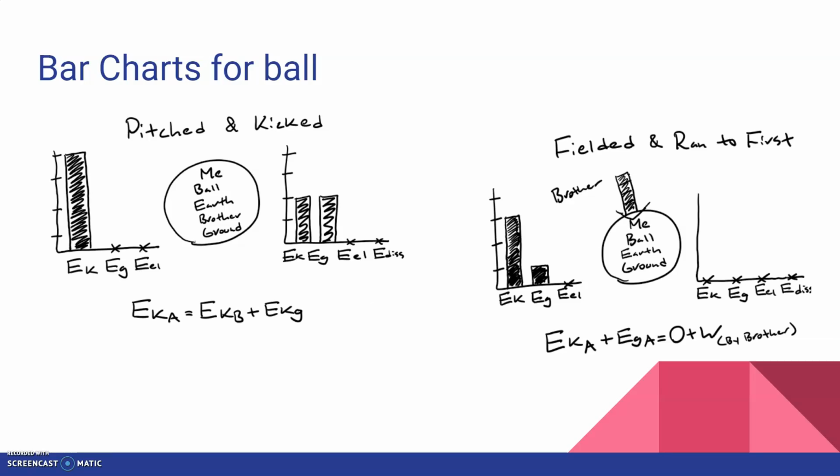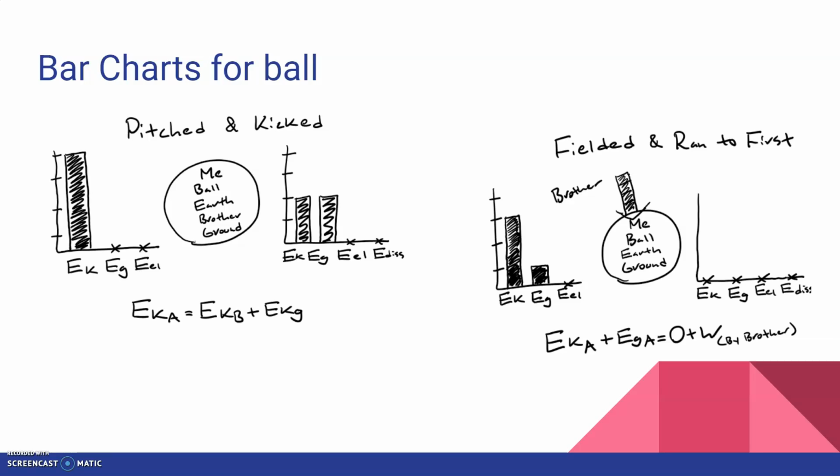As you can see on the left one, I put all four EK because when the ball is pitched to me, it's flat on the ground, but there is motion. So the only store of energy right there is kinetic energy. Now moving on to the right side, when I kick, the ball goes in the air, causing it to gain EG as well as EK because it's also in motion. So I just put half and half for that one.